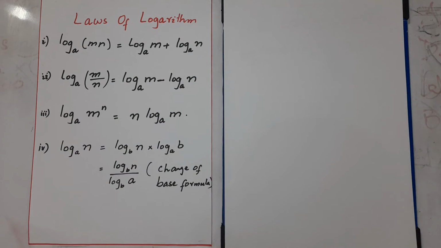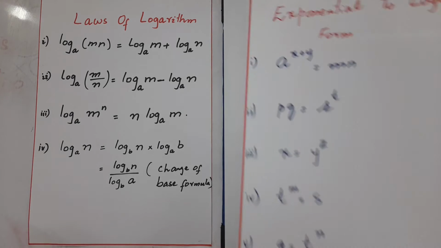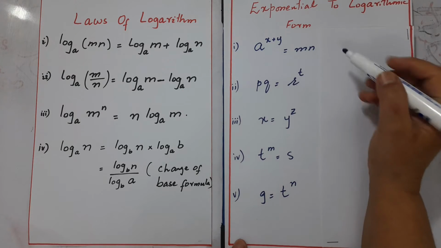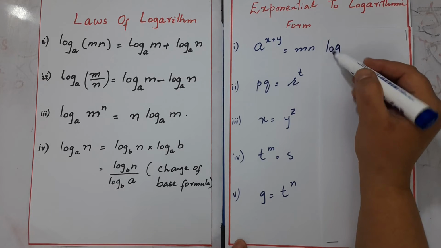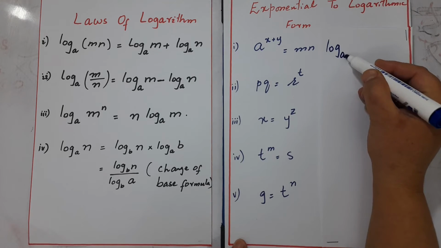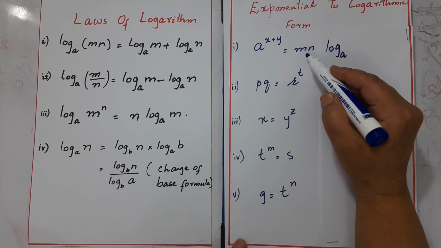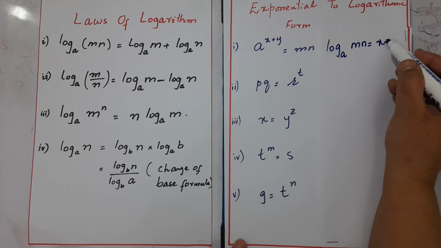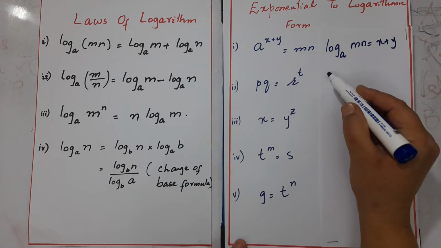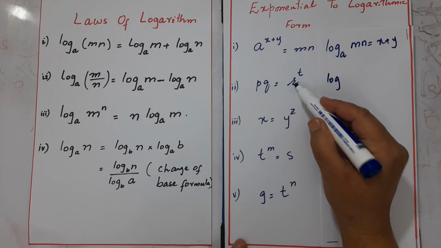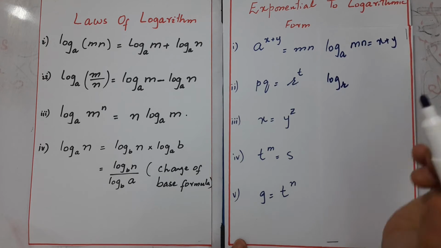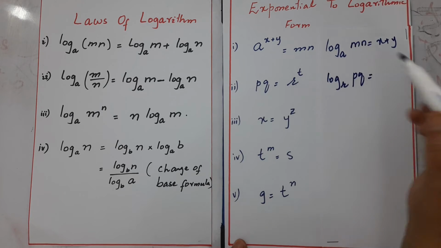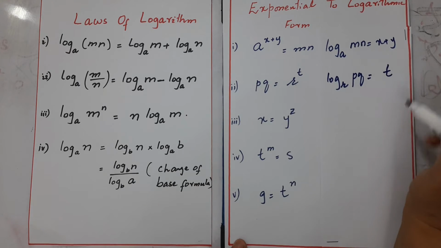Next, we are going to see how to change from exponential to logarithmic form. In the same way, this is the base, as we are all aware, so we write the log with the base over here, the number after the equal to sign comes here, and the power comes here. Same way, log, this is the base, this comes over here, equal to, and the power comes to the other side.